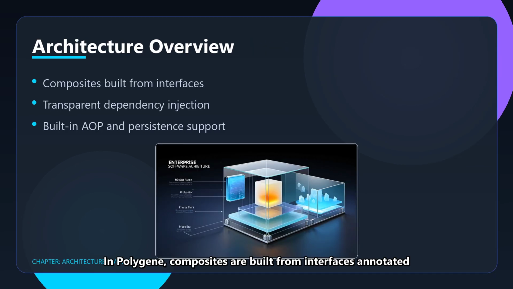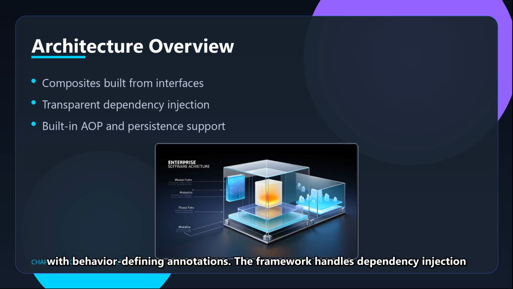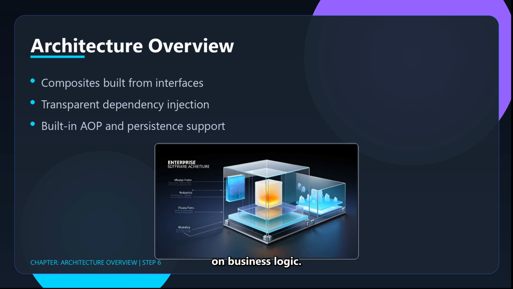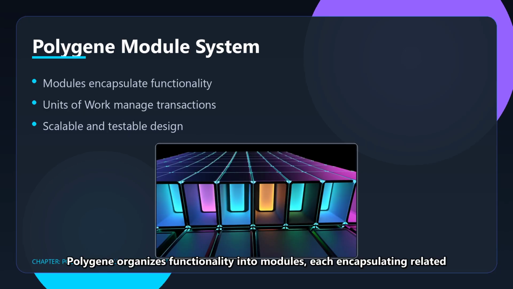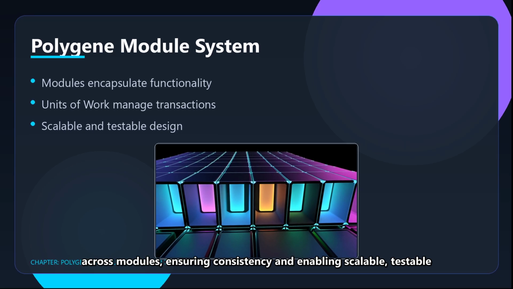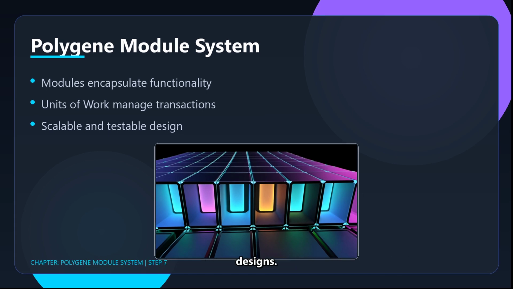In Polygene, composites are built from interfaces annotated with behavior-defining annotations. The framework handles dependency injection and aspect-oriented features transparently, allowing developers to focus on business logic. Polygene organizes functionality into modules, each encapsulating related composites and services. Units of work manage transactions across modules, ensuring consistency and enabling scalable, testable designs.